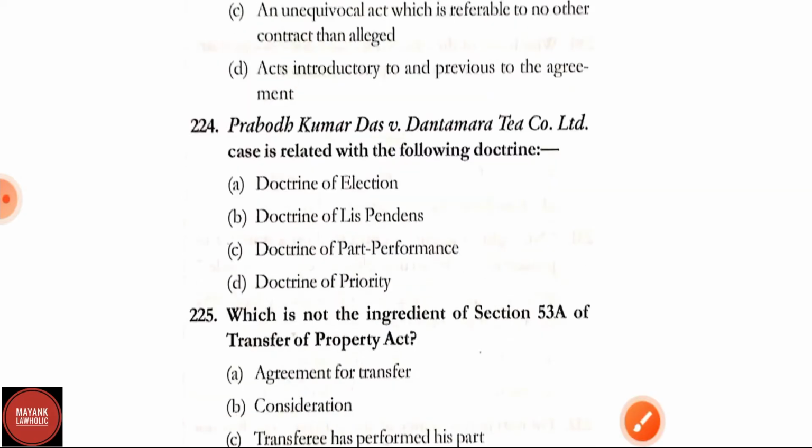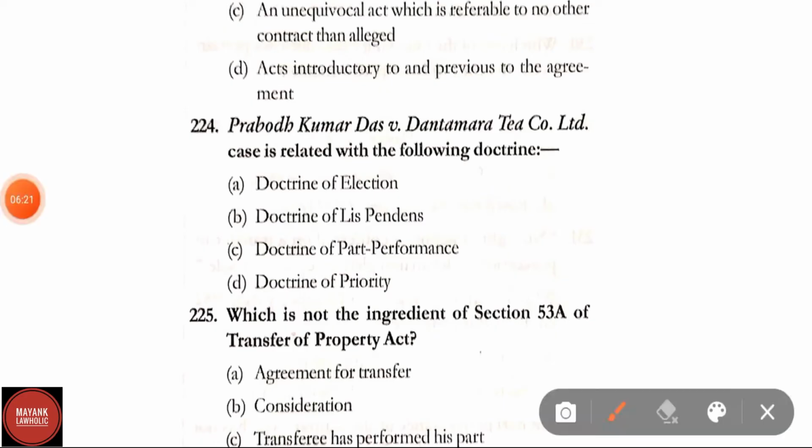Question number 224. Prabodh Kumar Das versus Dantamara Tea Company Limited case is related to which of the following doctrine? Options are A, doctrine of election, B, doctrine of lis pendens, C, doctrine of part performance, D, doctrine of priority. Correct answer is option C, that is doctrine of part performance.